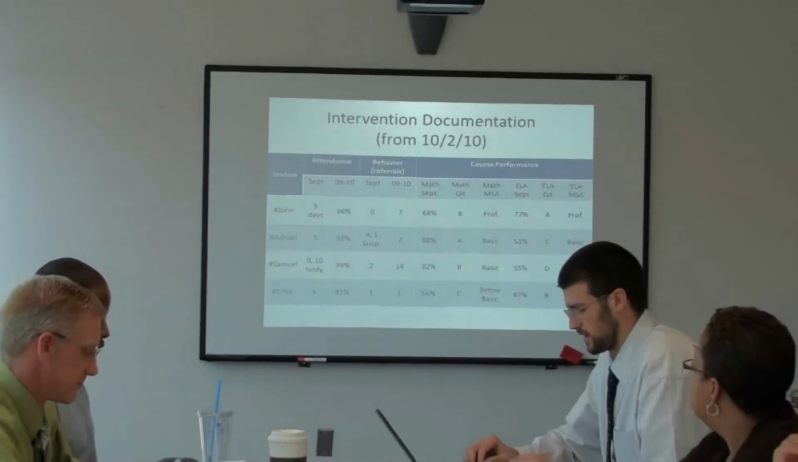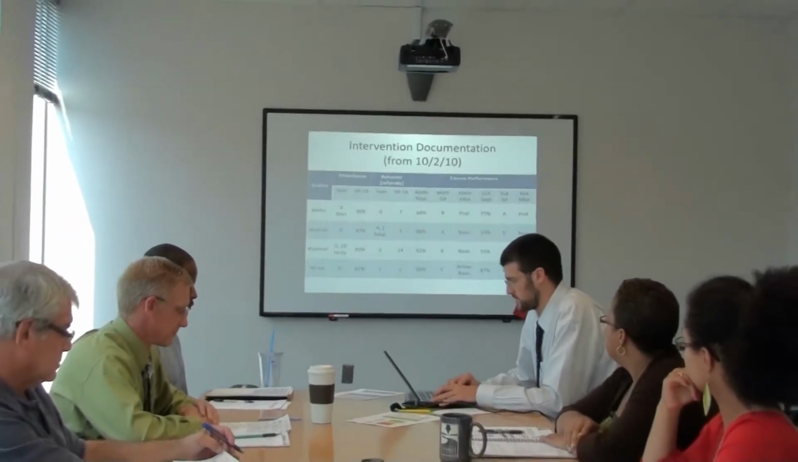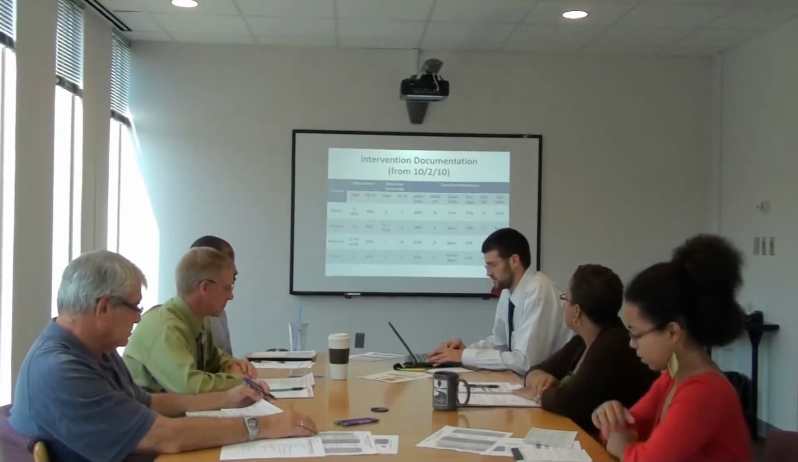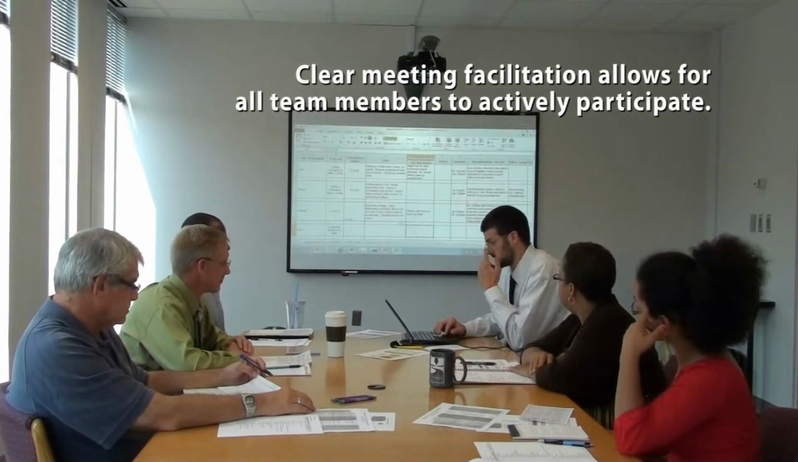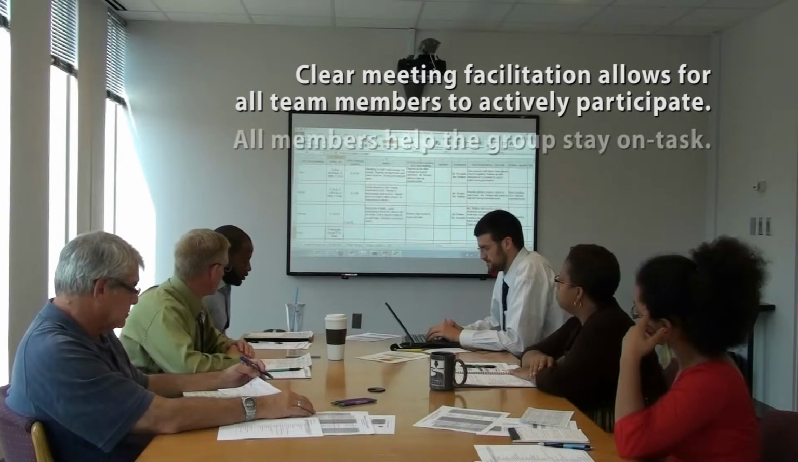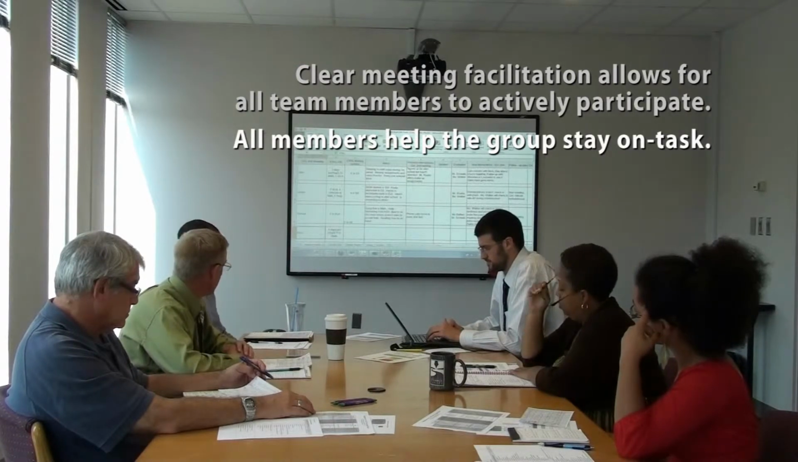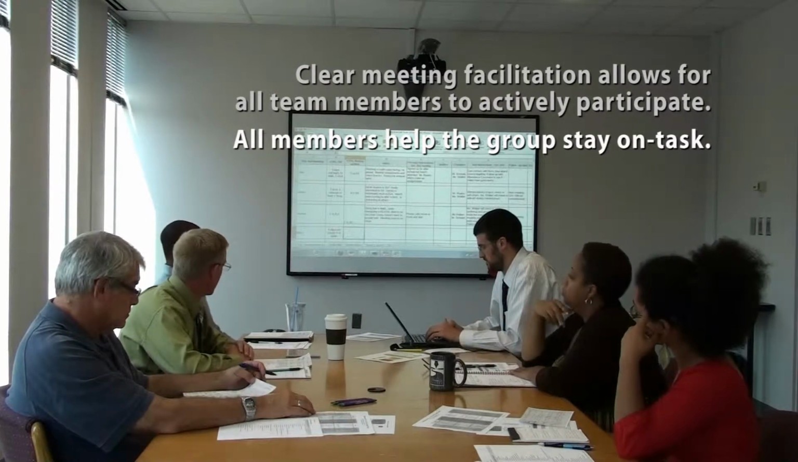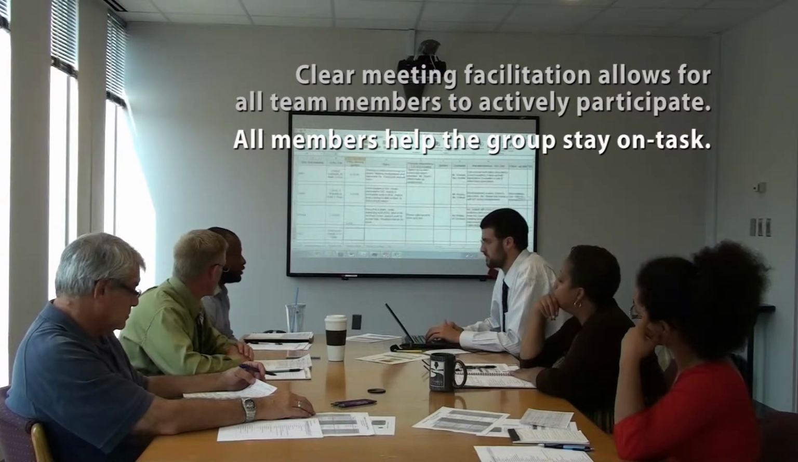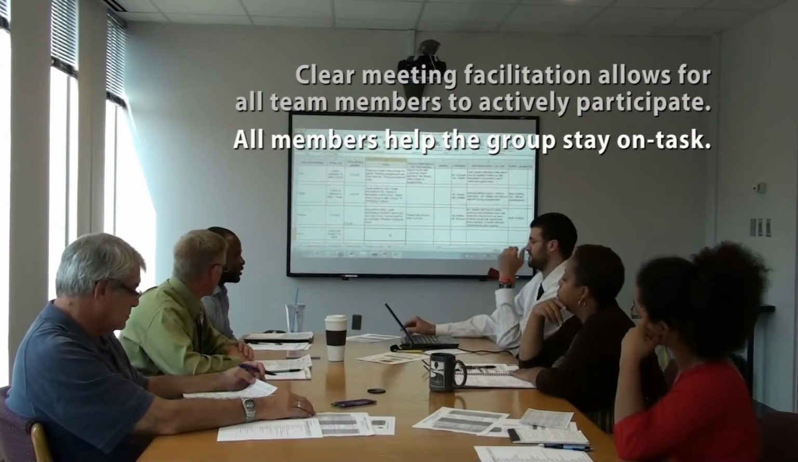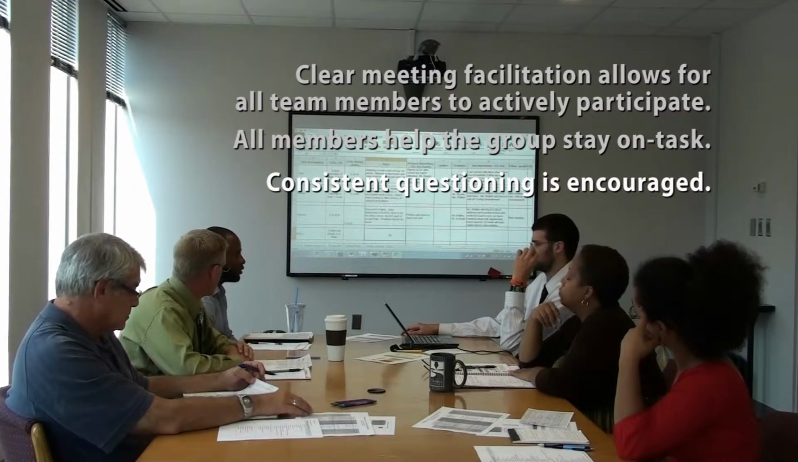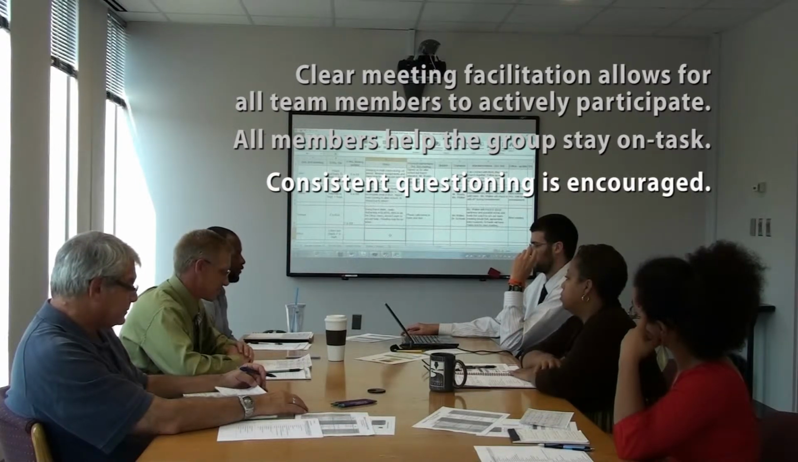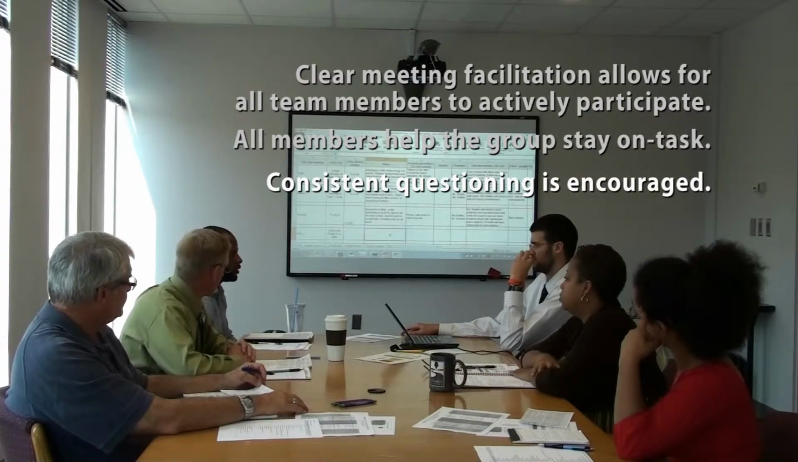Effective facilitation is paramount when implementing EWI meetings. This includes clear meeting facilitation that allows for all team members to actively participate. All members help the group stay on task and adhere to meeting norms, protocols, indicator criteria for focus lists, and tiered supports. Consistent questioning is encouraged to determine what interventions are being provided for each tier of support.